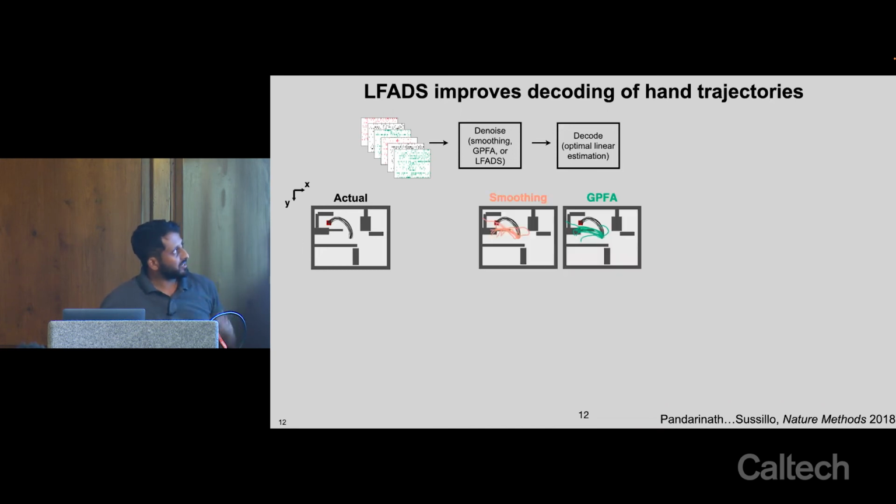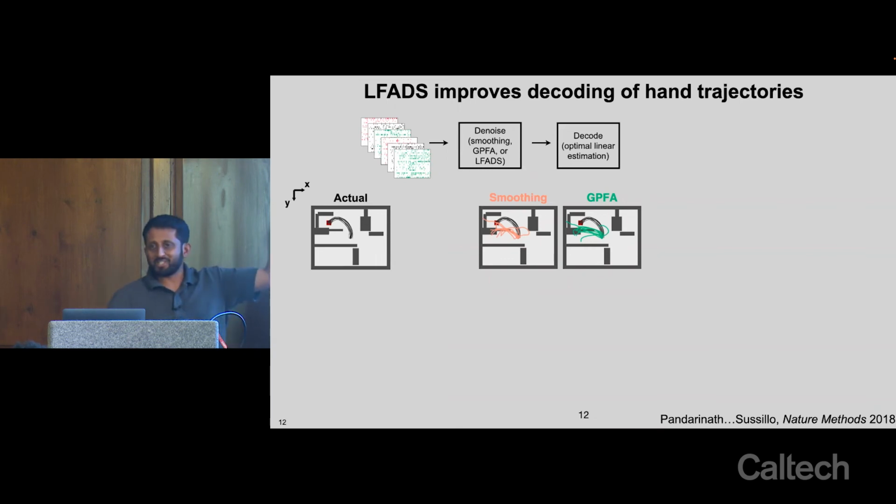So if we used previous approaches for decoding neural activity, we could smooth using something called a Kalman filter, or we can use different dimensionality reduction approaches, like Gaussian process factor analysis. And then we can do either of those things and try to decode the monkey's reaching. You see that we're getting the direction roughly right.